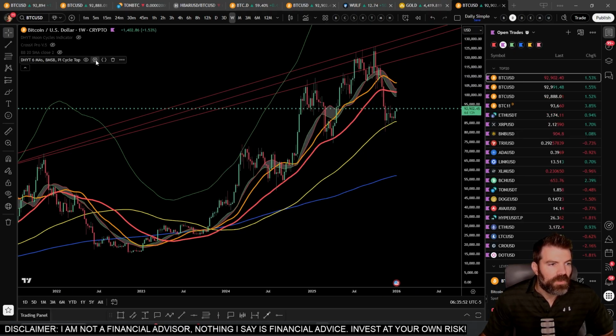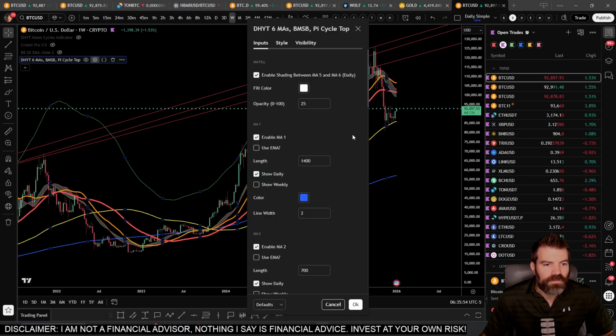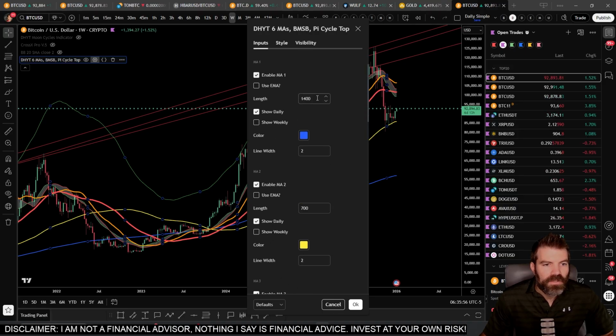The settings I have turned on right now are the blue line down here, which is the 1400 day moving average. Now you can do a weekly, but I like dailies just because it looks a little bit better when you are updating the line every day instead of every week. You don't have big flat spots in your lines. Sorry, still getting over a little bit of sickness here. And then 700 is the yellow right here, which held up as support very well in this last dump.